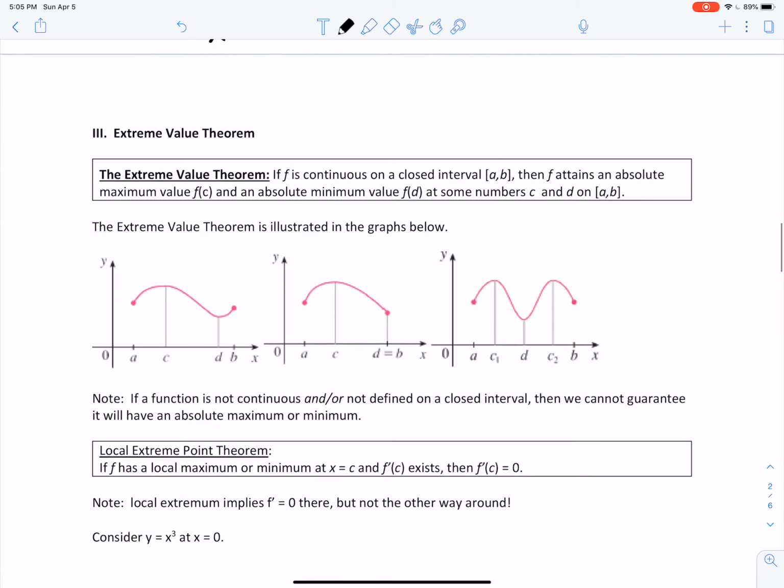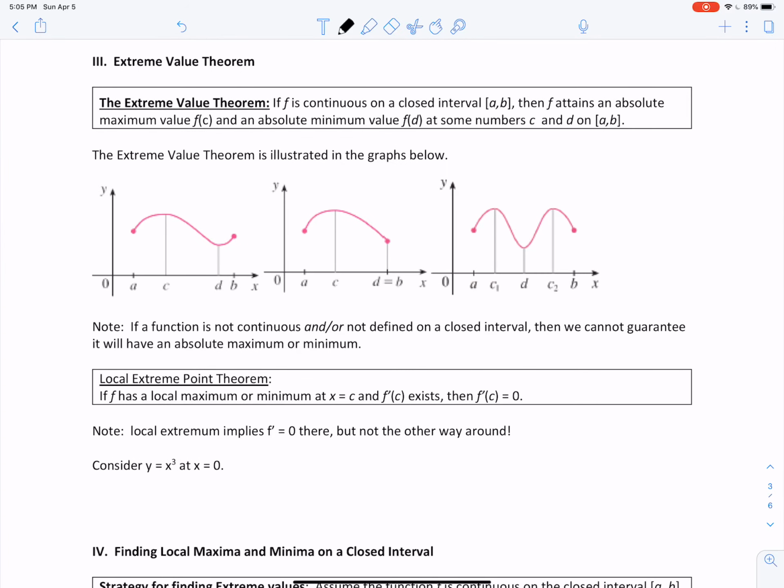All right, now we're going to talk about the extreme value theorem. The extreme value theorem states that if f is continuous on a closed interval [a, b], then f attains an absolute maximum value f of c and an absolute minimum value f of d at some numbers c and d on the interval [a, b]. The extreme value theorem is illustrated in the graphs below. Note that an extreme value can be taken on more than once, as we see in the graph on the far right. We have c1 and c2, which are both absolute maximums on that interval.